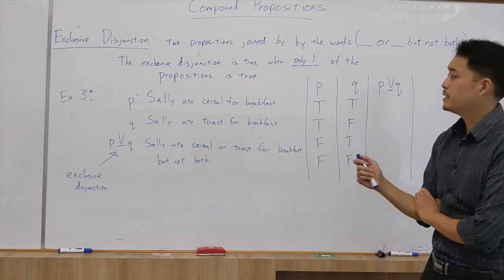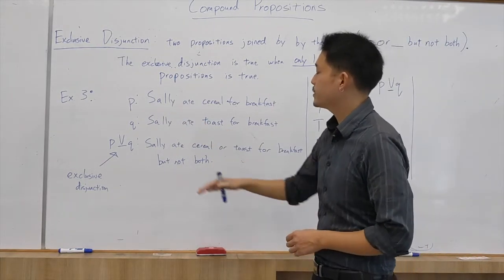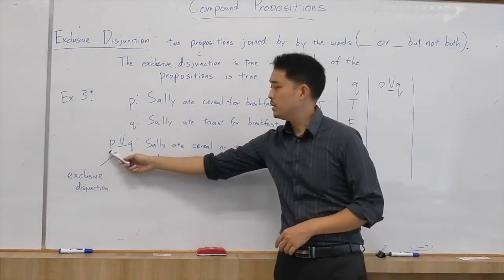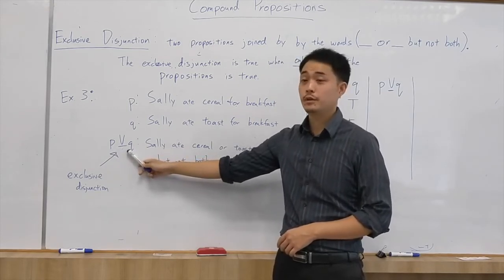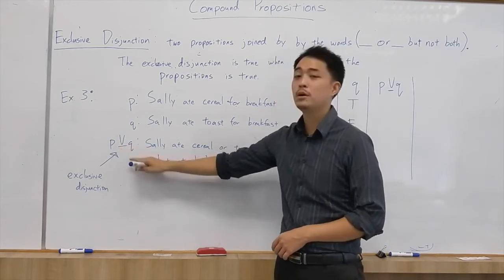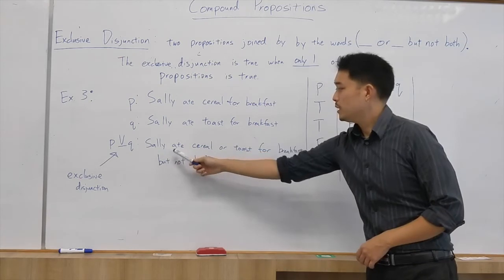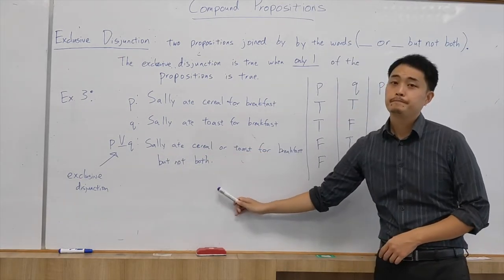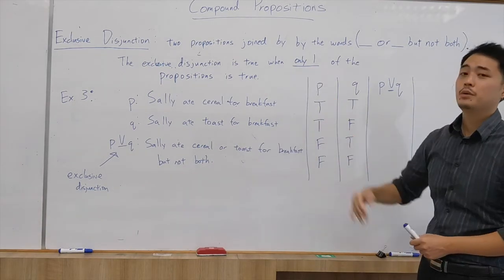So let's take a look at an example. We have P, Sally ate cereal for breakfast. Q, Sally ate toast for breakfast. Now P exclusive disjunction Q. This is the symbol for exclusive disjunction. As you can see, it's just like the symbol for disjunction, but we add a little bar on the bottom. So, Sally ate cereal or toast for breakfast, but not both. All right? So remember, we're looking for when only one of these propositions is true.